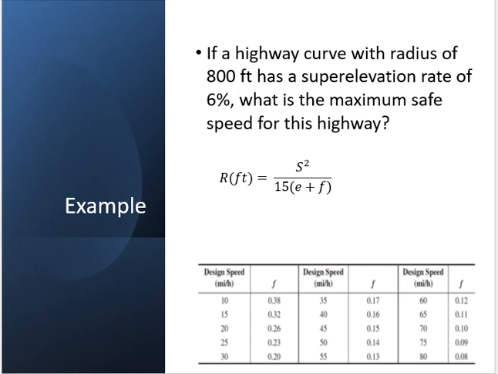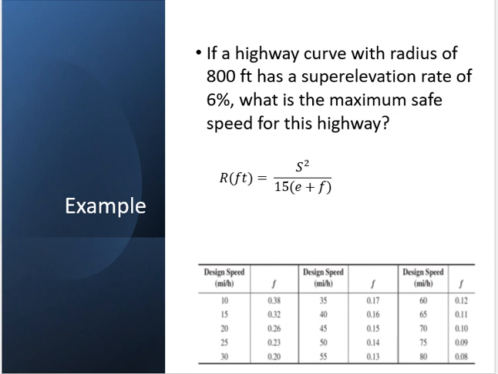Another question. We have a radius of 800 feet, super elevation is given, and they are asking for the speed. For radius, we have the same equation. Now, how many unknowns we have in this equation? There are two unknowns, right? Which ones? The radius is given, so basically the speed and the coefficient of side friction.